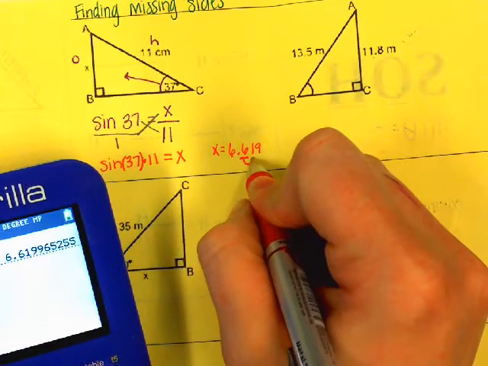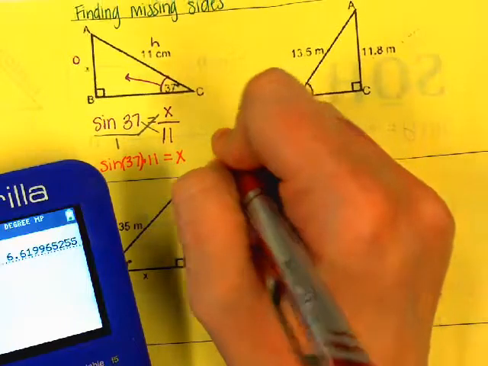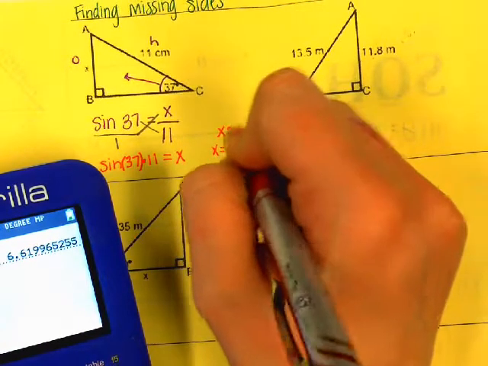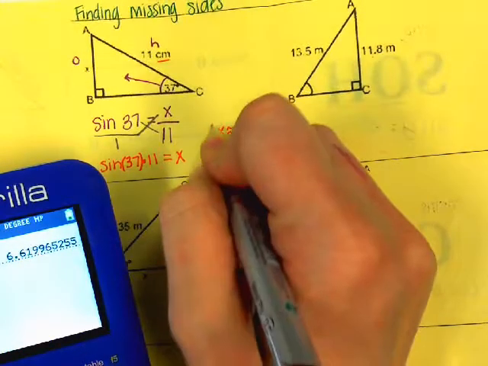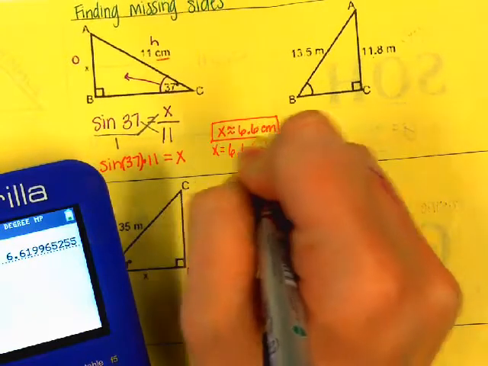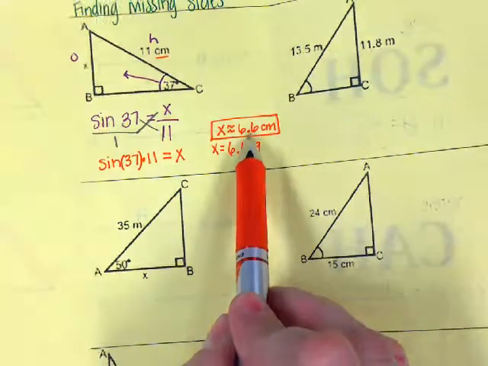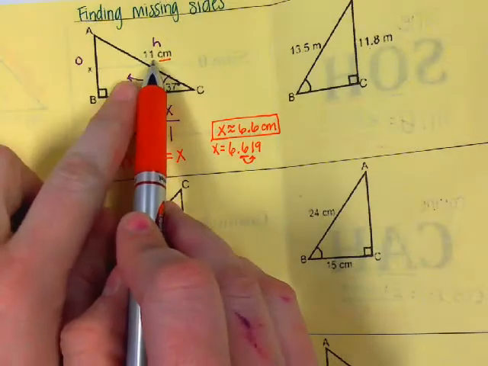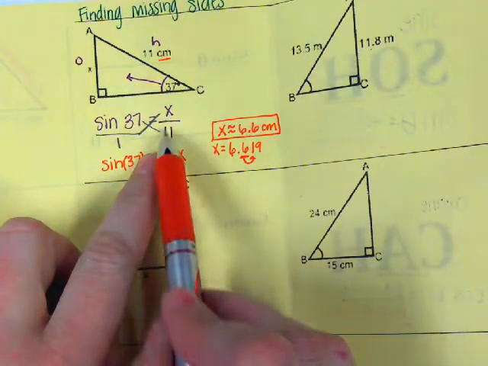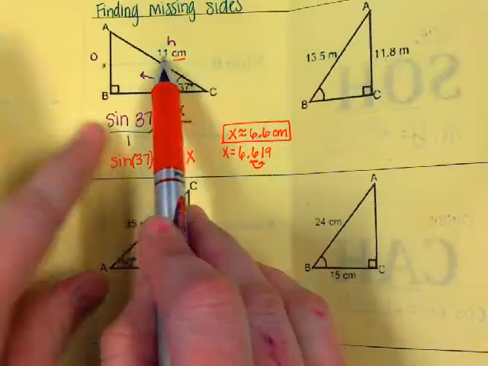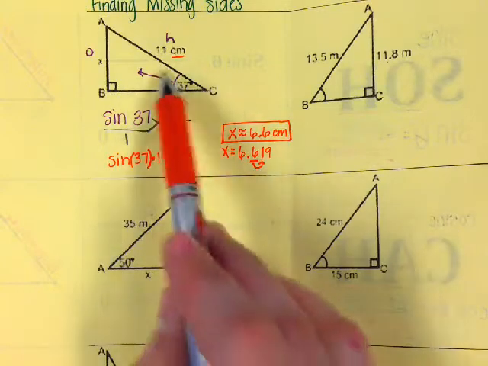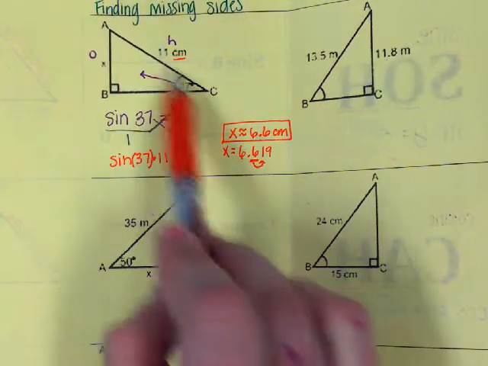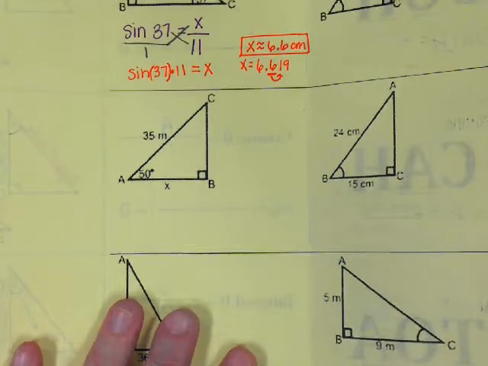I want to round it to 1 decimal place, so if I look at the 6, that 1 makes the 6 stay the same. So my x would be approximately 6.6 centimeters, because that uses centimeters. So that would be my value. Now remember, thinking about triangles, this number cannot be bigger than your hypotenuse. If I would have accidentally divided these backwards, I would have gotten a number larger than 11, and I would have had to go back and fix it because the legs cannot be larger than the hypotenuse.